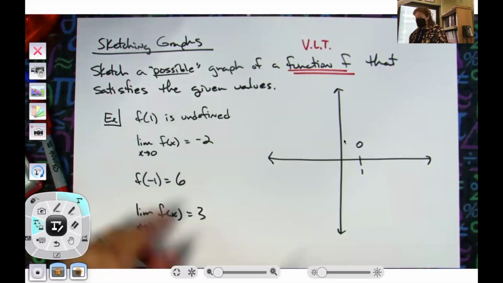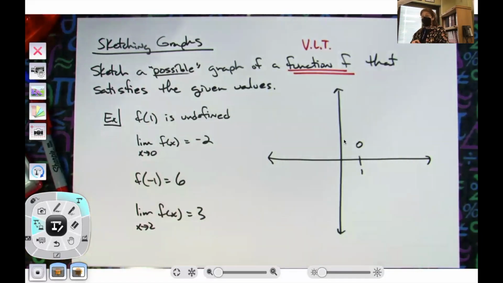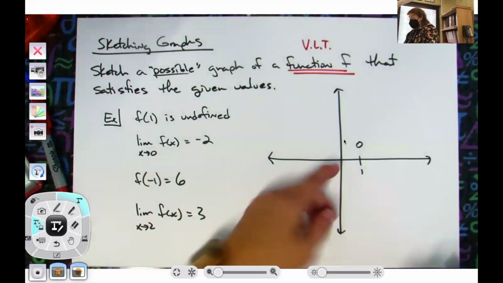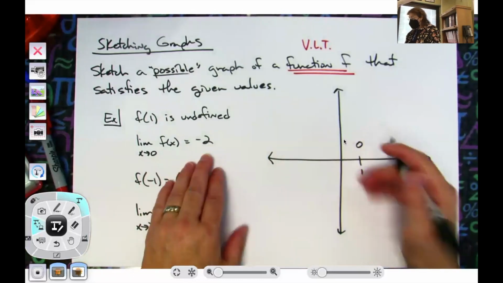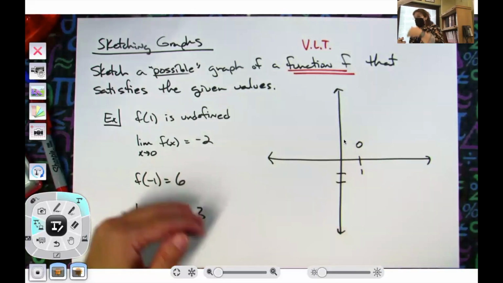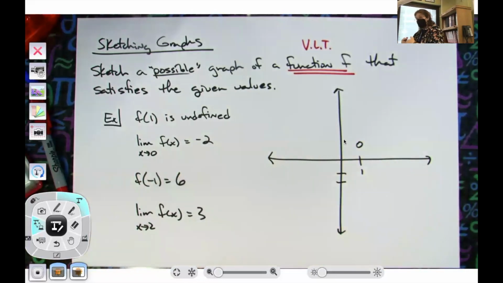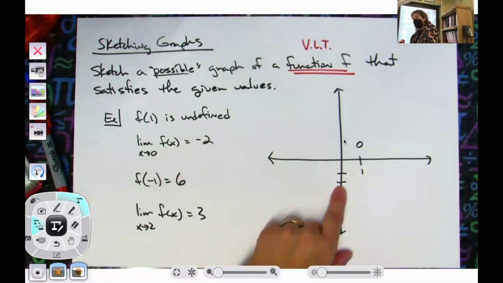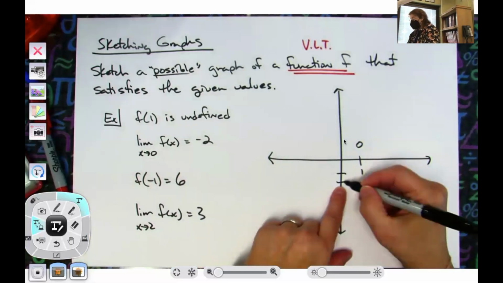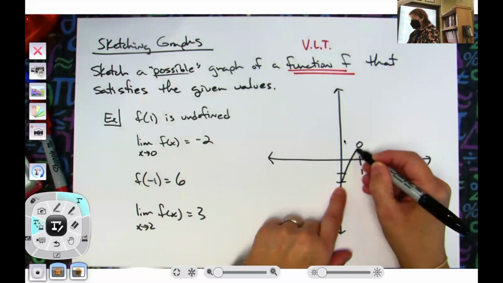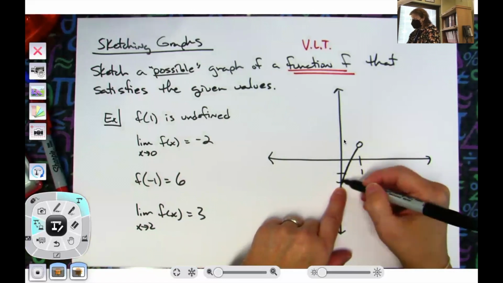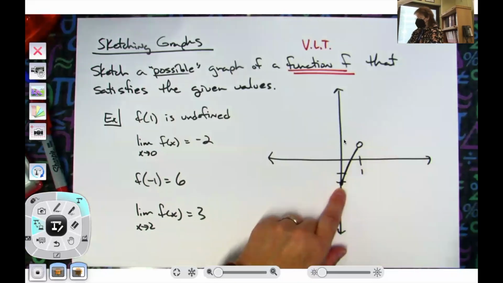Now the limit as x approaches 0 of the function has to be -2. So here's 0. As I approach 0, the value of that limit has to be -2. So that means that coming from the left and coming from the right, I've got to hit -2 at 0, right? And I know I'm going to have to come up here somewhere, so I might do something like this. And then I can do just about anything.